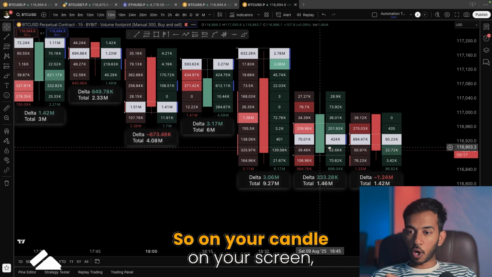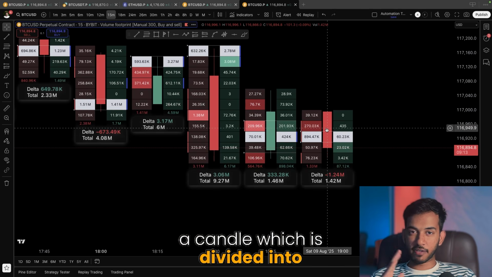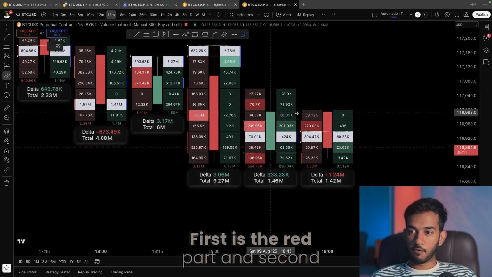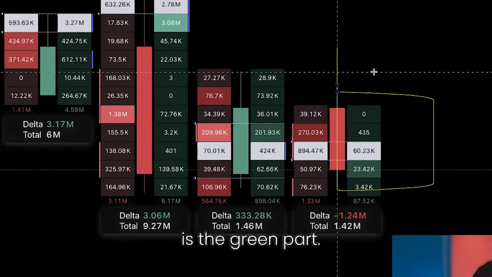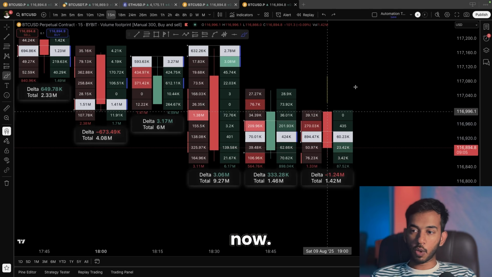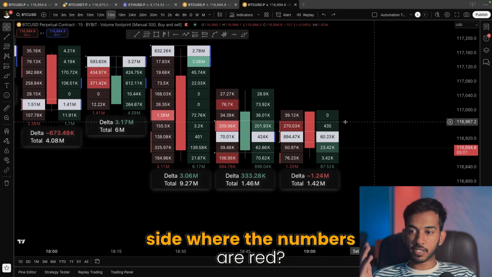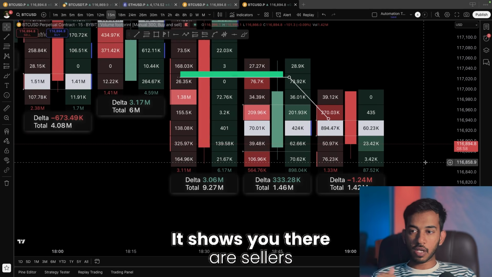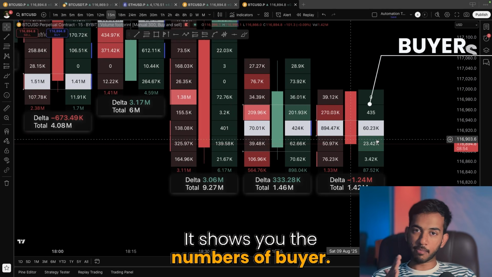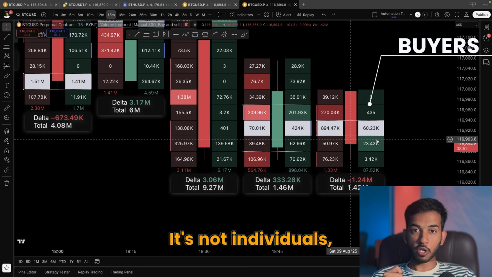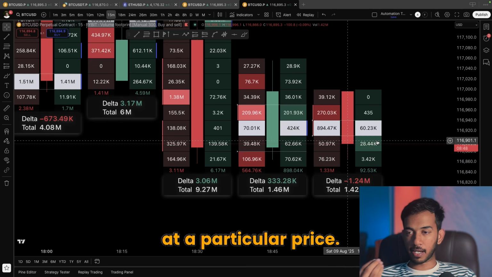All right, so on your screen, what you see right now is a candle which is divided into two different spaces. First is the red part and second is the green part. That is what we are seeing. Now, what do they signify? On the left side, where the numbers are red, it shows you there are sellers. On the right hand side, it shows you the numbers of buyers. Now this is volume. It's not individual buyers or sellers. It shows you the total volume at a particular price.